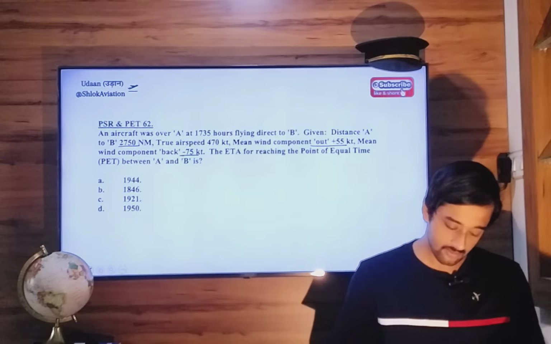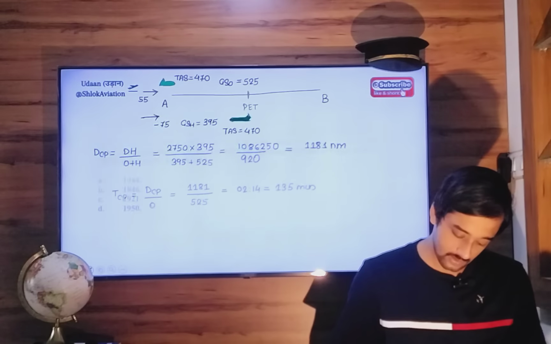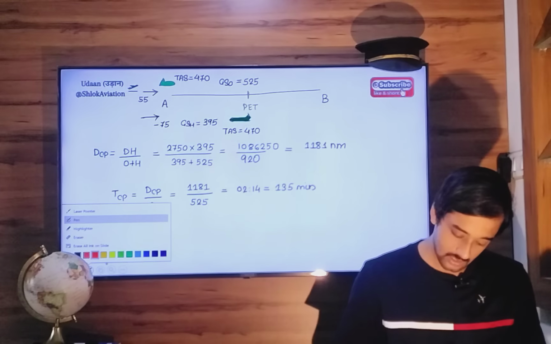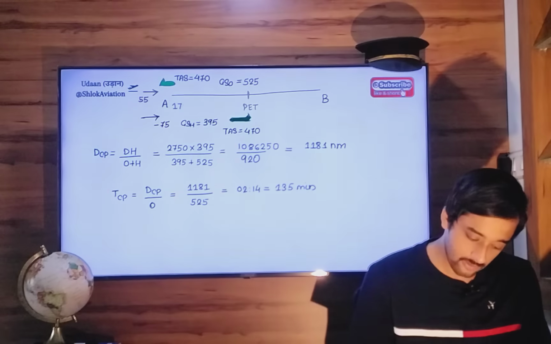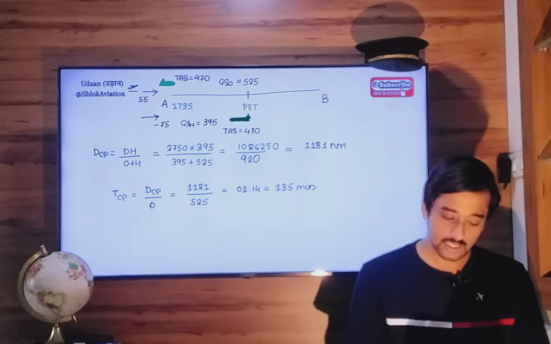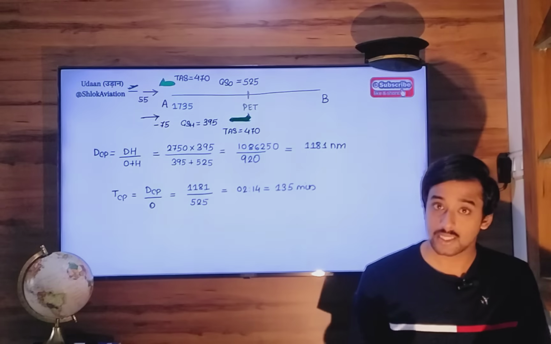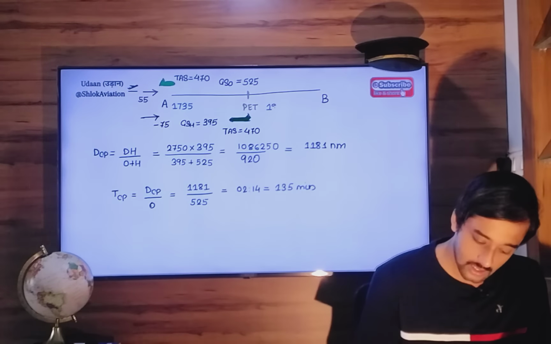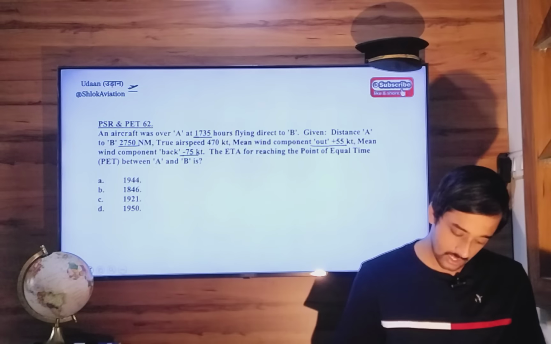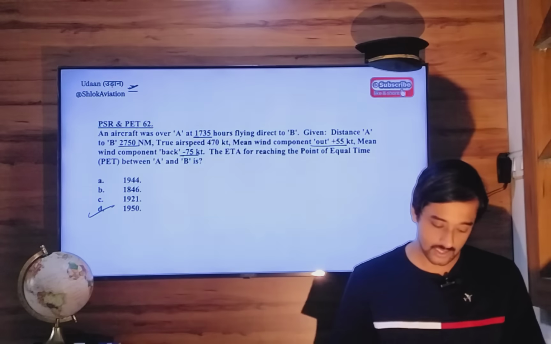So 135 minutes. Departure time is 1735. The arrival time at point of equal time will be 17 hours 35 minutes plus 2 hours 14 minutes. So that is 19 hours 49 minutes. So the closest option here is Delta, 19 hours 50 minutes.